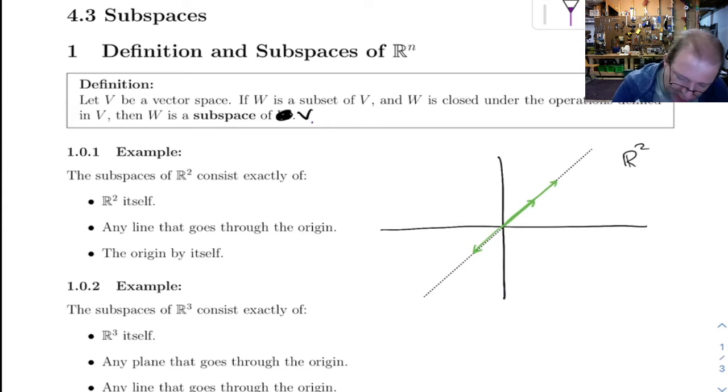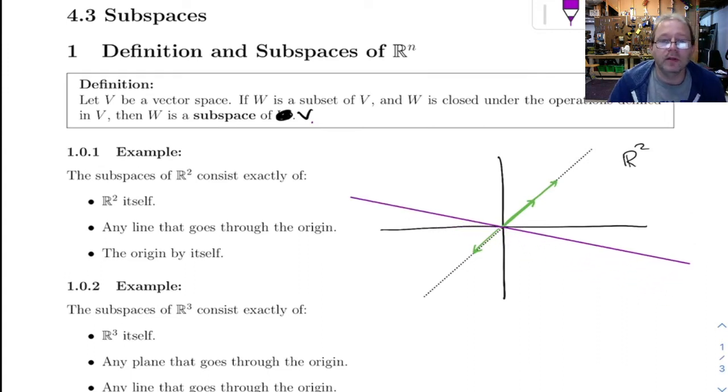And there's nothing special about that line. You pick any other line in R2, as long as it goes through the origin, it's going to be a subspace. Now, if you don't go through the origin, it's not going to be a subspace, and you can show that it's not closed under addition or multiplication, but also the most obvious thing there is it doesn't contain the zero vector, so it can't be a subspace.